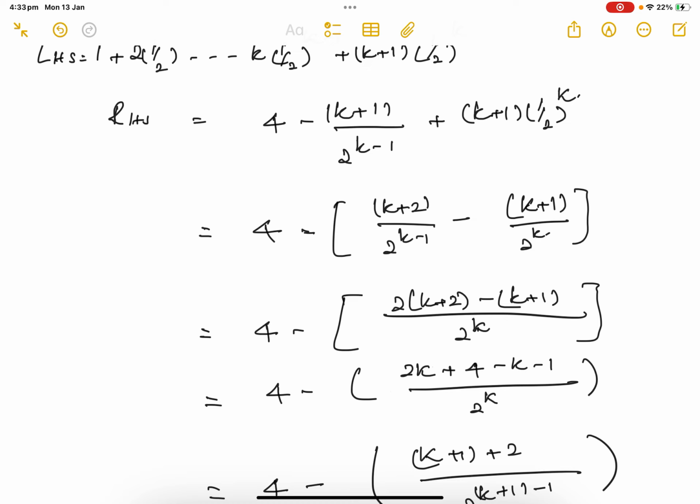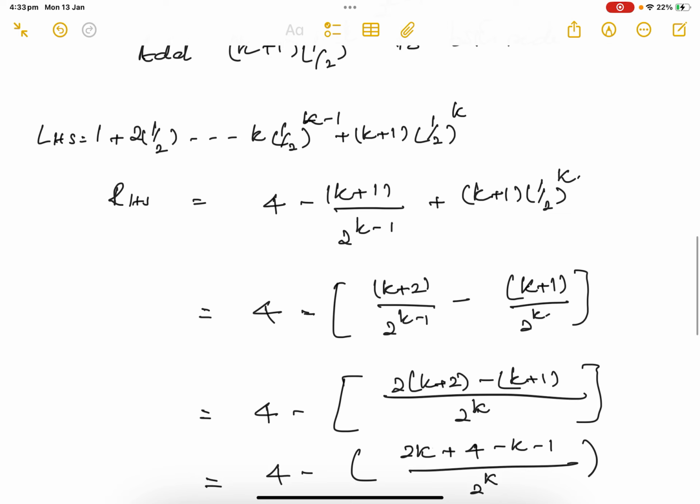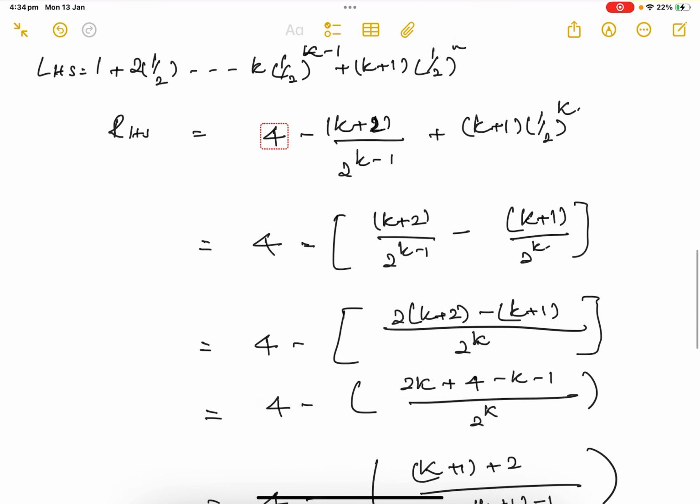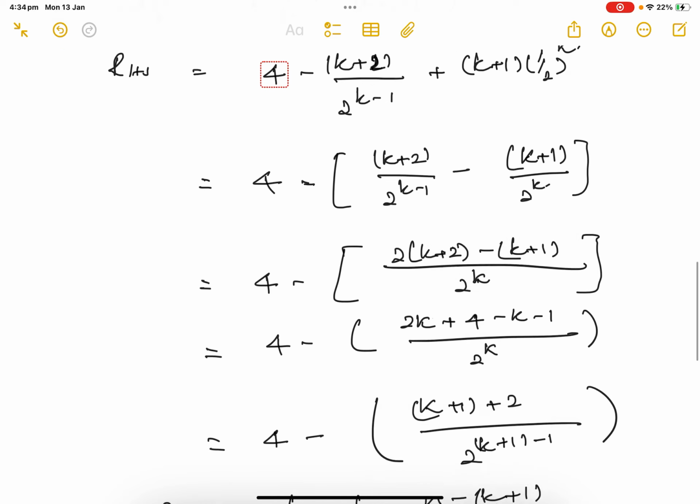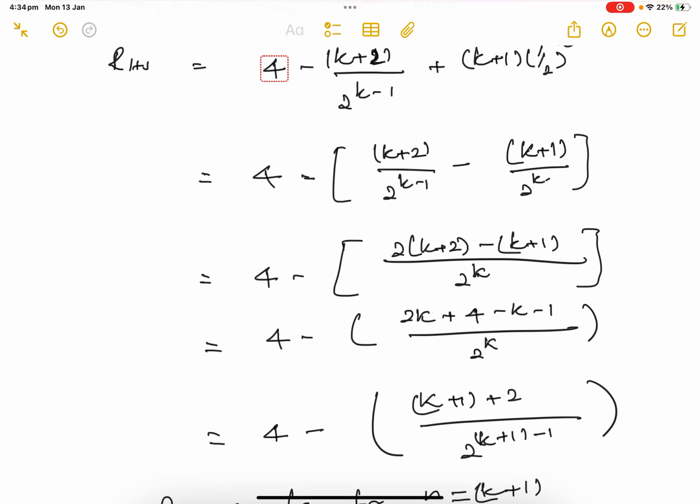The first term will be (k plus 2) divided by 2 to the power of k minus 1. Yes, there's a little error here, this is 2. Minus, because of the minus, plus, divided by, minus, (k plus 1). 1 to the power of k is 1, and then 2 to the power of k in the denominator.